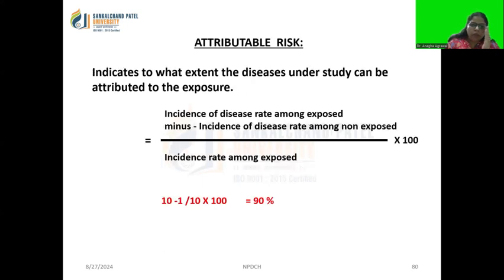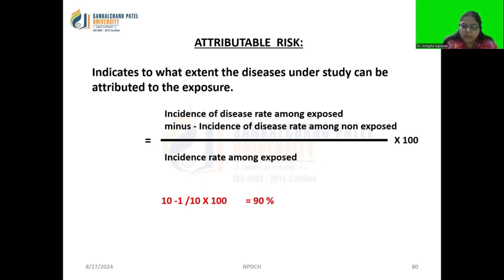Okay. Then the second factor that we can find out with the help of a cohort study is attributable risk. Now, what do you mean by attributable risk? It indicates to what extent the disease under study can be attributed to exposure. That means how much that particular risk factor contributes to that particular disease. Here is the formula, and when we calculate, it comes to 90%.